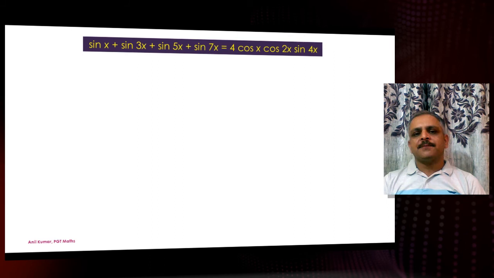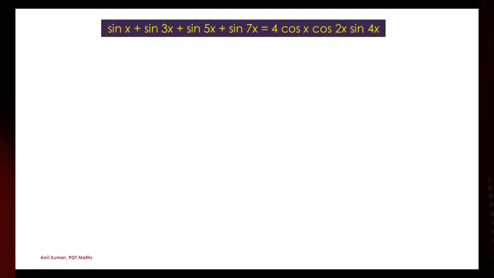Next is sin x plus sin 3x plus sin 5x plus sin 7x, and we have to prove that this is equal to 4 cos x, cos 2x and sin 4x. So the left hand side is in the defactorized form and the right hand side is the factorized form. So what we will do, we will do the factorization of this term.